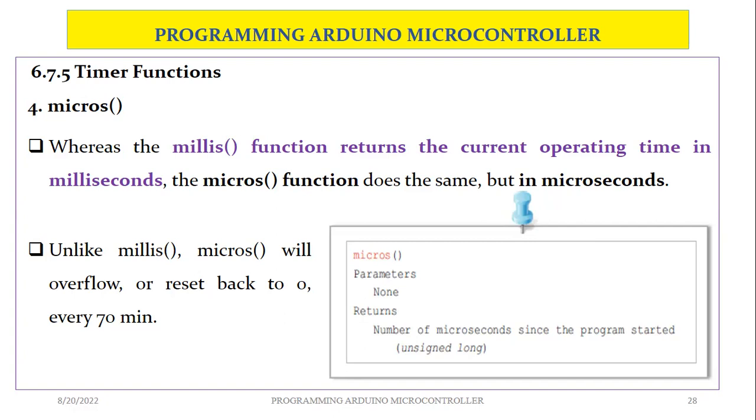Then we've looked at two functions that we can use to check for how long the microcontroller has been running. The millis function returns how long the microcontroller has been running since the last time it was turned on, in milliseconds. And the last timer function, the micros function, returns the total running time of the microcontroller, but in microseconds. We've seen that the millis function will take up to 50 days to overflow, whereas the micros function will take up to 70 minutes to overflow. That's about 1 hour, 10 minutes.